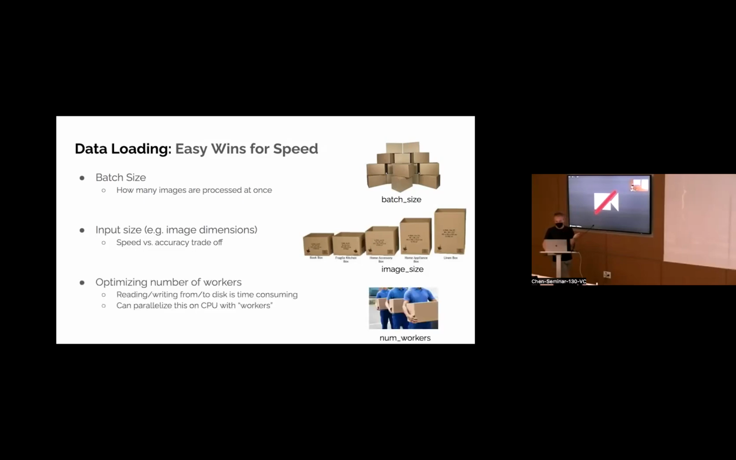And then finally, the number of data loader workers. So the data loader is actually usually running on the CPU. You have a certain number of CPU cores, and so you can have a limited number of data loader threads that are working in parallel to put data from the hard drive onto the GPU, and you can optimize this number.